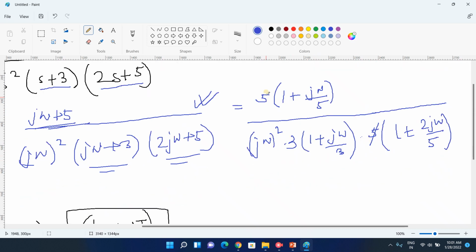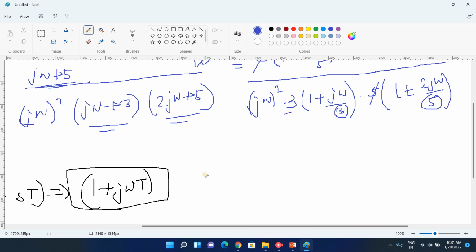Now you can see 5 is getting cancelled. These are the gain, nothing but the K values. And if you concentrate on this term, 1 by 3, 1 by 5, you can see it is 1 plus j omega by 3. That means if you compare with this, it concludes that T equals 1 by 3.